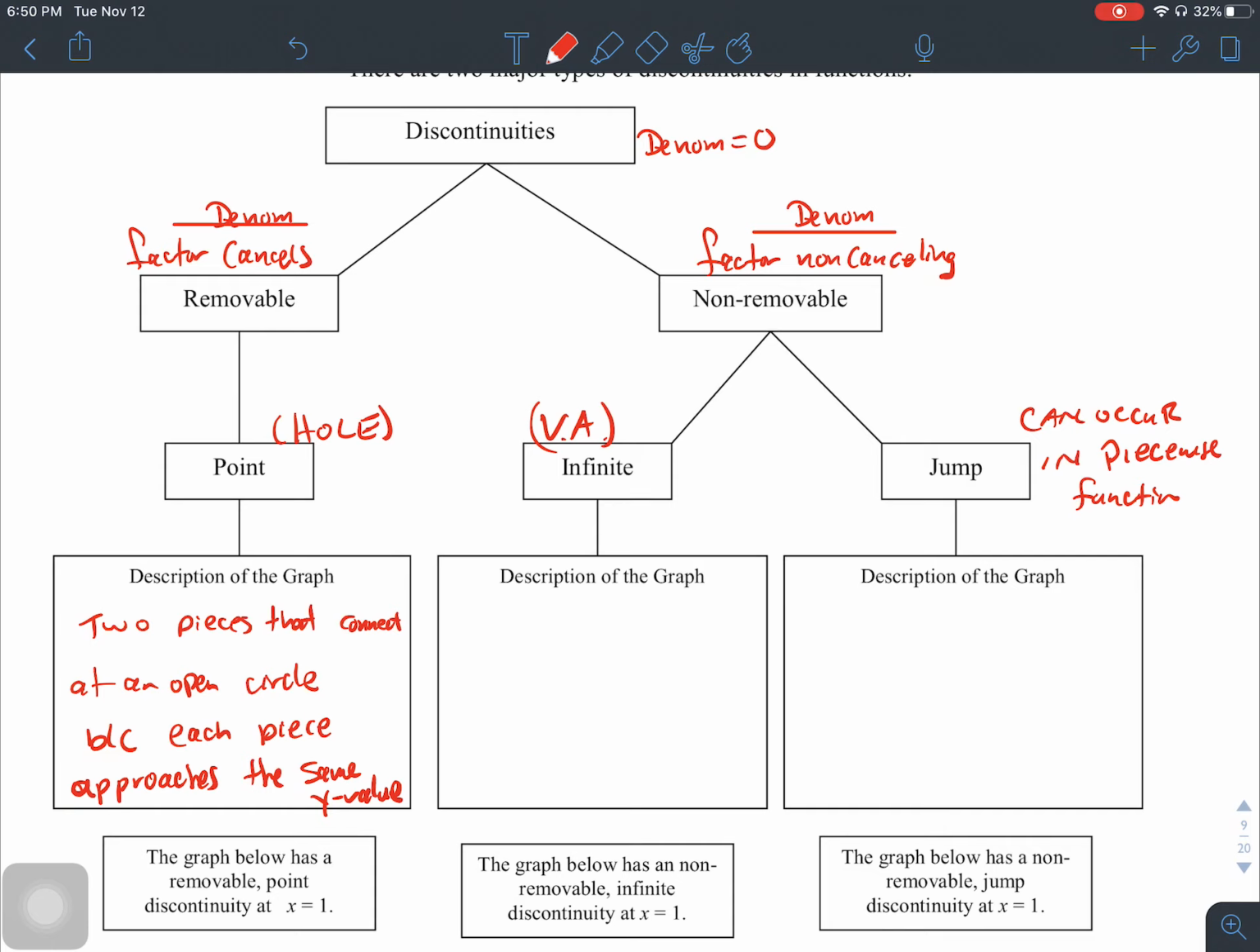For a vertical asymptote, the description of the graph: two pieces that do not connect because they approach infinity or negative infinity. If they approach infinity or negative infinity, that means they're going up or down forever as they get closer to this x value. And that's what a vertical asymptote is.